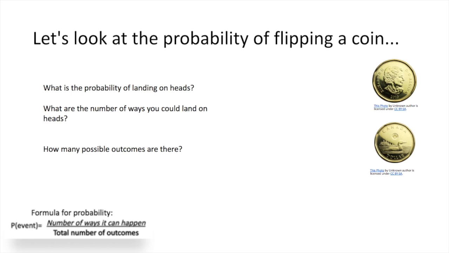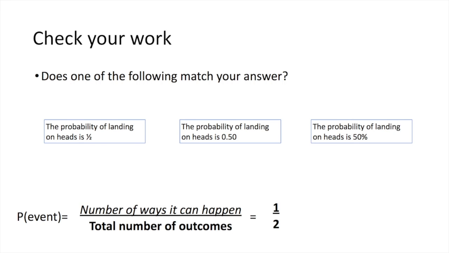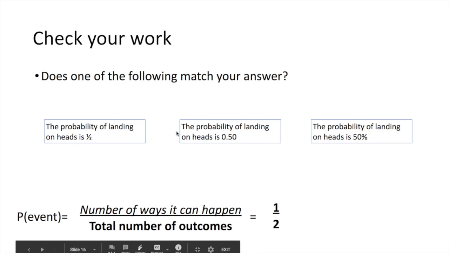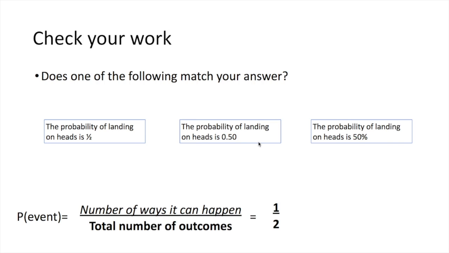Okay, if you need more time, you can pause the video, but we're going to move on here. So now I want you to write out your formula. So does your formula match your answer? So maybe your answer looks like this. The probability of landing on heads is half, or the probability of landing on heads is 0.5, or the probability of landing on heads is 50%.